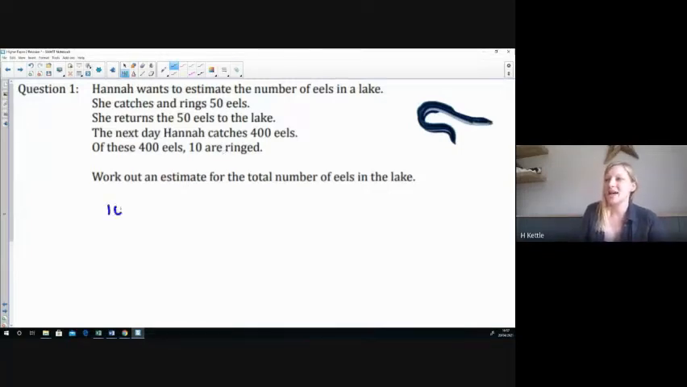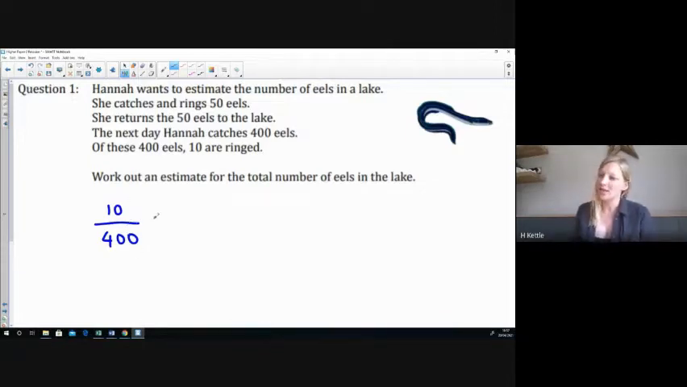So 10 out of 400 were ringed. And that would give us some indication of the proportion of the number of eels that she managed to get the day before. So if she caught 50 and let them go, and then the next day she's caught 400 and only 10 of them were ringed, what proportion is that?